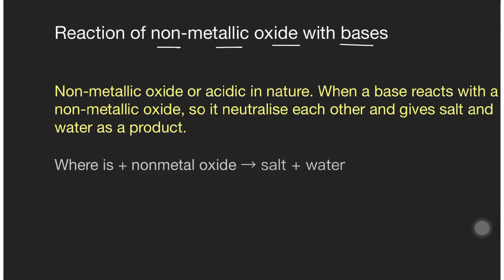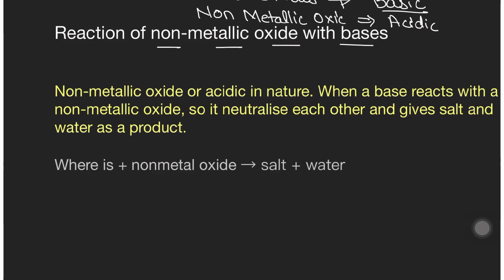Next, we have the reaction of non-metallic oxides with bases. For the metal oxides, we said that metal oxides are basic in nature. Most of the metal oxides, I'm not saying all of them. Then if we are talking about non-metallic oxides, non-metallic oxides are acidic in nature.